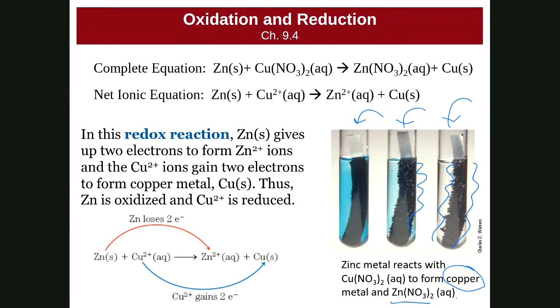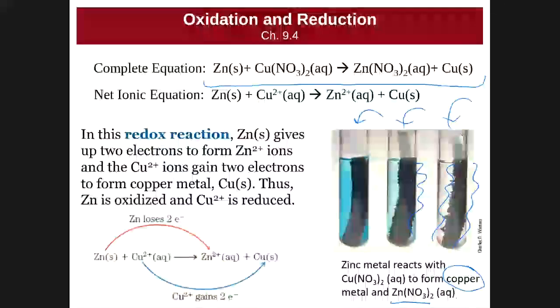So our zinc metal is reacting with copper nitrate to form copper metal and zinc nitrate. Our complete reaction is this one up here. We have zinc solid and copper nitrate, aqueous, reacting to form zinc nitrate, aqueous, and copper solid. In our net ionic equation, I'll explain this in a few slides, but we've seen before how spectator ions work. Our nitrate ion is a spectator ion, so we can get rid of it and have our net ionic equation just being those metals reacting.